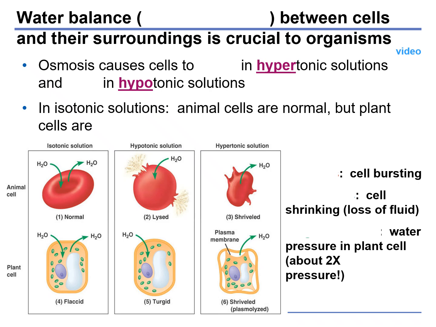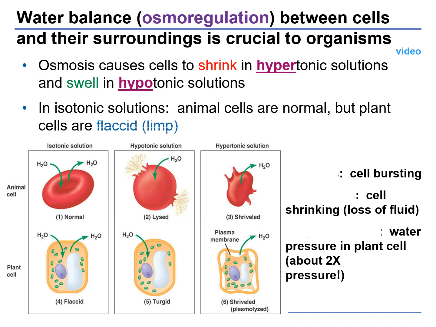Now let's look at water balance in these cells and osmoregulation between the cells. So osmosis causes cells to shrink in hypertonic solutions and swell in hypotonic solutions. In isotonic solutions, animal cells are normal, but plant cells are flaccid or limp. They need a bit more pressure. So cytolysis is the cell bursting.